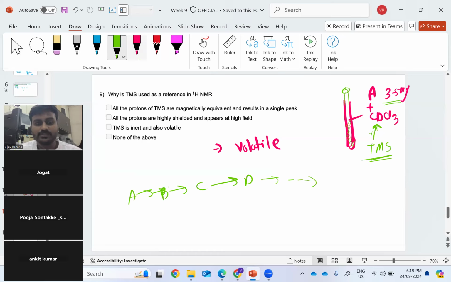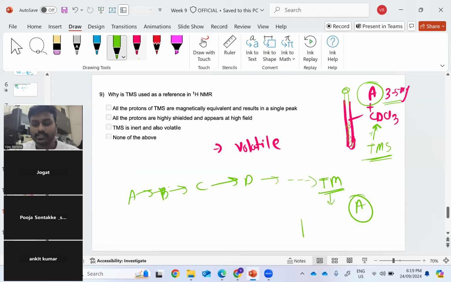There are n number of steps we have to perform to get the compound, whatever our target molecule is, right? So after this, achieving a 3 to 4 mg compound is also very difficult. So after taking the NMR, we have to recover back our added compound A, whatever molecule we have added for the calculation, we have to recover that.